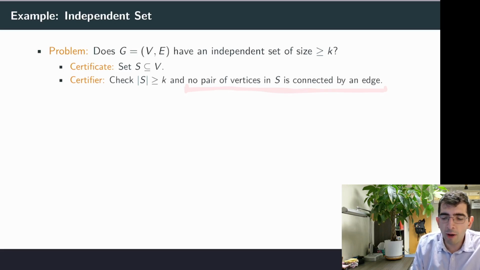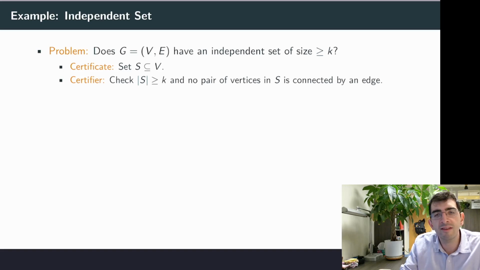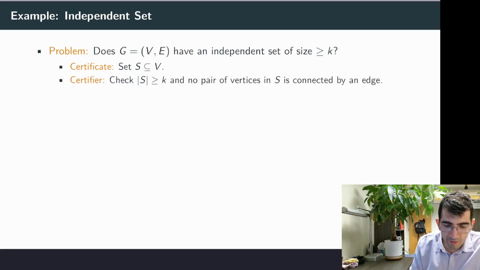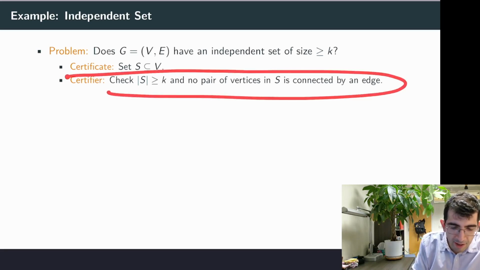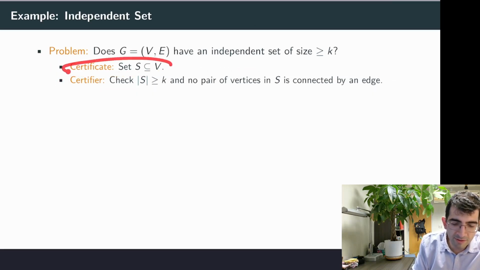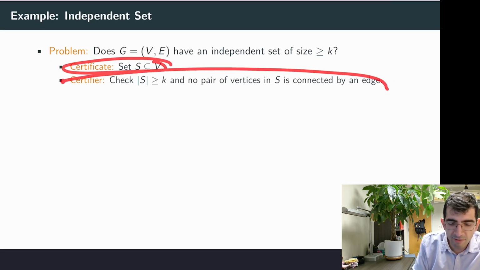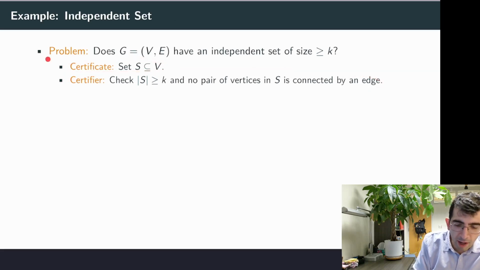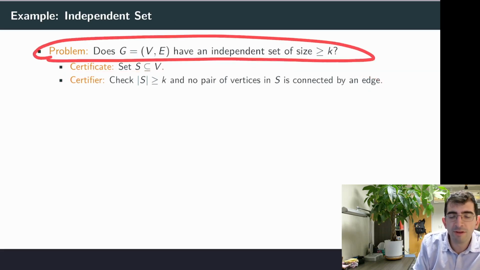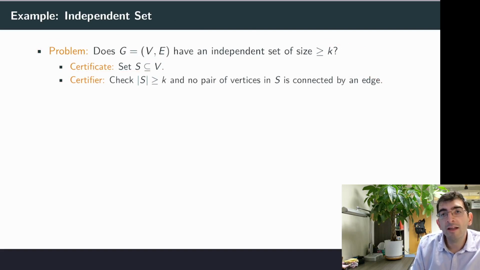Okay. And so how long would this take? This is very easy to do. Just polynomial time. We just take all pairs of vertices in S, and then we check the adjacency list for an edge. Okay? And so we have a polynomial size certificate and a polynomial time certifier. Therefore, this problem is checkable in polynomial time, and therefore it is in NP.